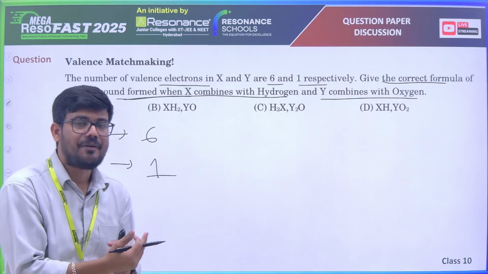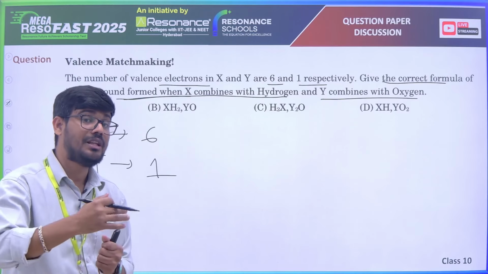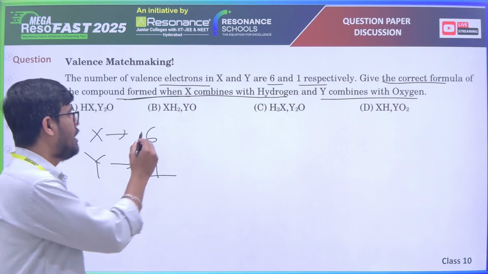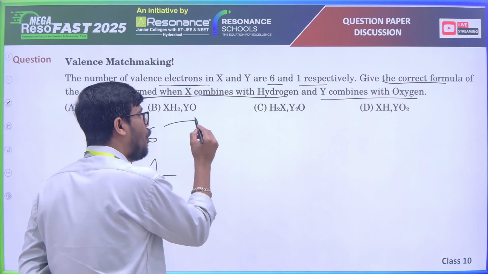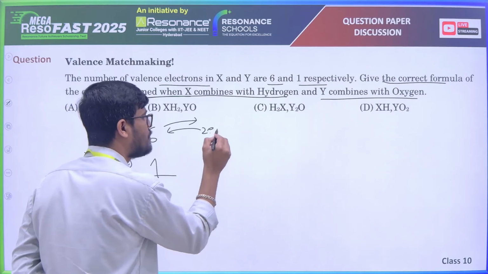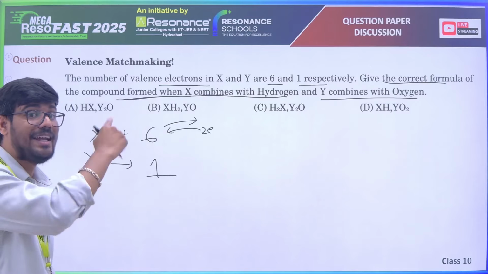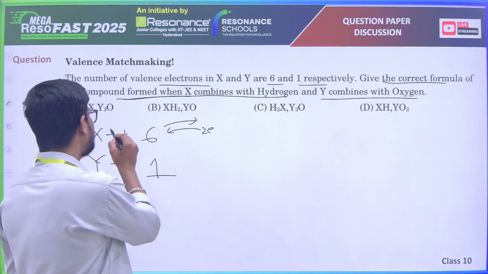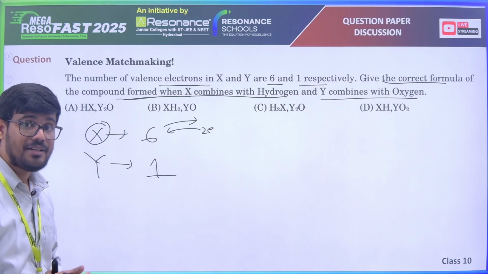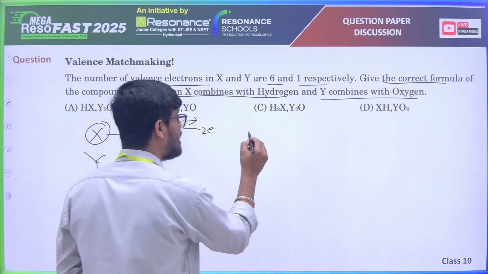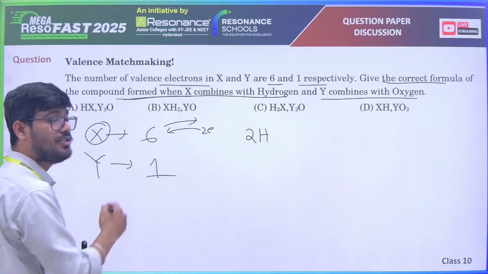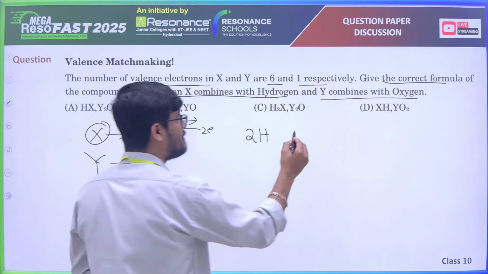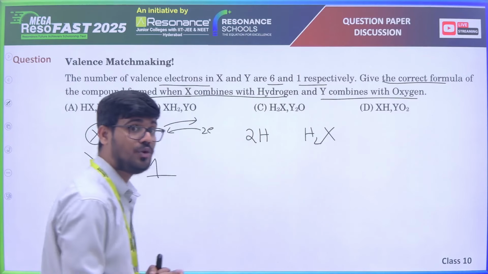Now any shell, if it is fully filled, okay, that means it gains stability. So from 6 electrons, what will be easier? Losing all the 6 electrons or gaining 2 electrons? If it gains 2 electrons, then from 6 it will become 8, and 8 means octet configuration and it will become very stable. So this X element will gain 2 electrons, from whom? From hydrogen. So from 2 hydrogen, if it gets 2 electrons, then octet configuration will be satisfied. So in this case H2X will be formed.